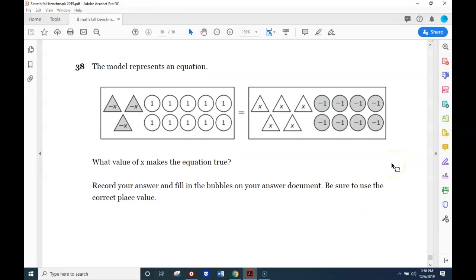Number 38. The model represents an equation. What value of x makes the equation true? Record your answer and fill in the bubbles on your answer document. Be sure to use the correct place value.